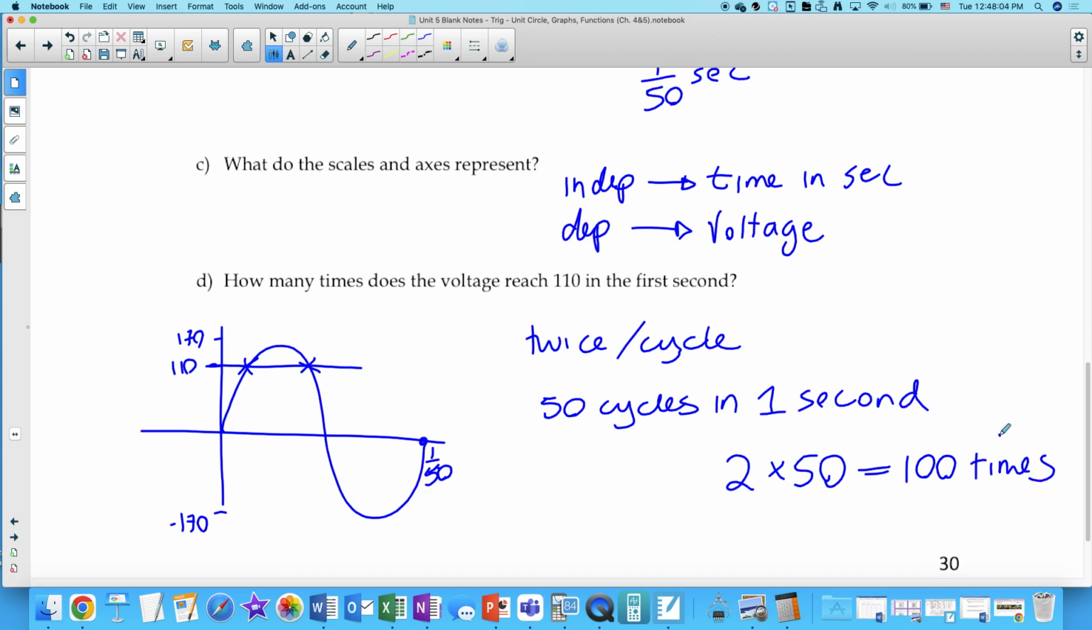Because this part of the graph will repeat 50 times in 1 second. Yeah? What does going into negative voltage represent in this cycle? Did everyone hear that question? What does negative voltage mean? I need to ask Lachlan because I don't even know.